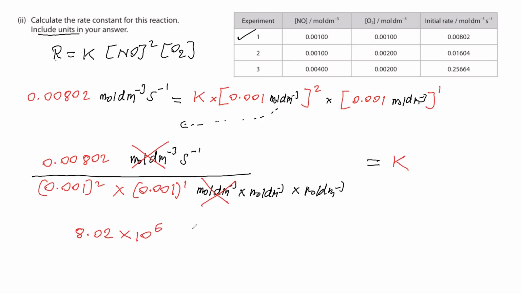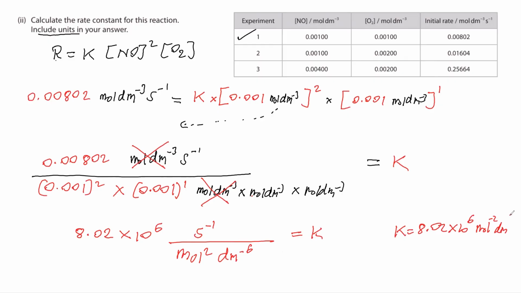Let's see the other things. We get mole multiplied by mole. So as the unit, we have per second on the top, and on the bottom we remain with mole times mole, which is mole squared, and dm minus 3 times dm minus 3, which is dm minus 6. Now we have to take them up. So our final rate constant should equal 8.02 times 10 to the power 6, mole squared comes up as mole minus 2, dm minus 6 comes up as dm plus 6, and per second as s minus 1. That's how you get the answer.